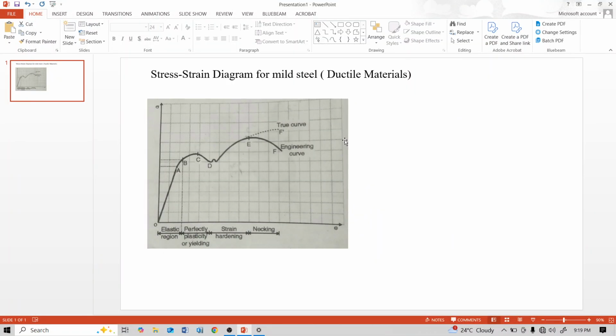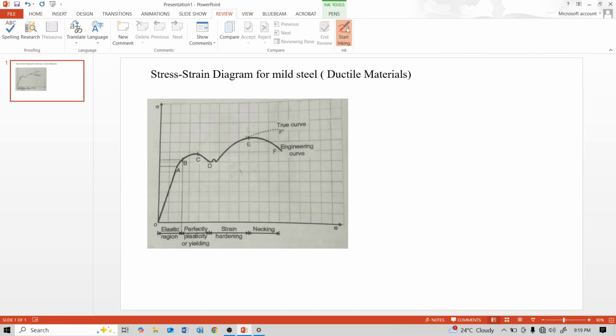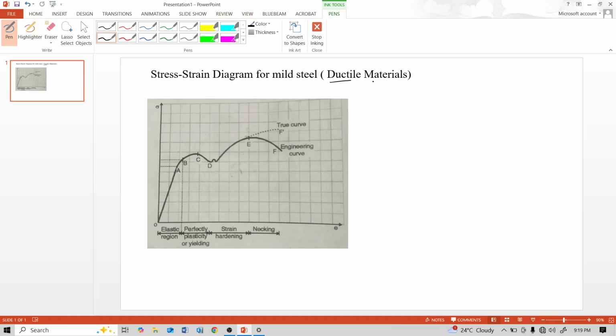Today in this video, we will see the stress strain diagram for mild steel, a ductile material. What is a ductile material? It is the property of a material to undergo considerable deformation under tension before rupture. Stress strain diagram for mild steel.